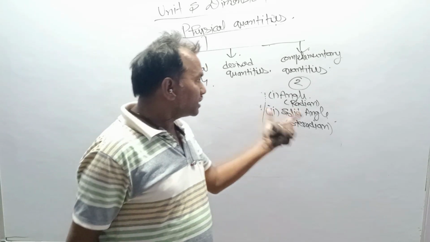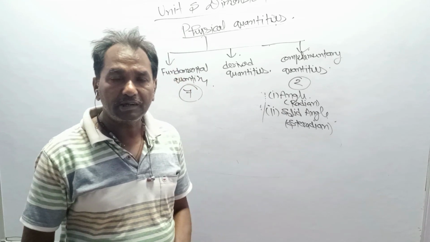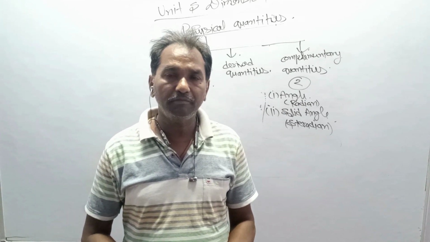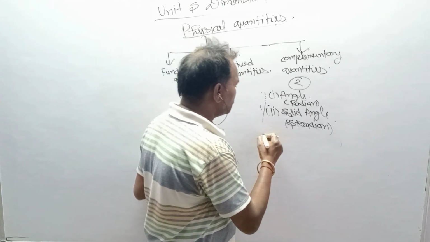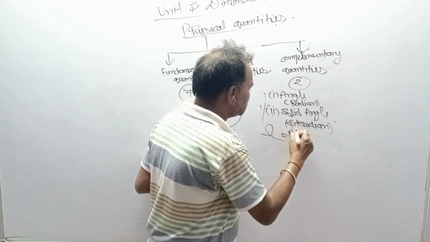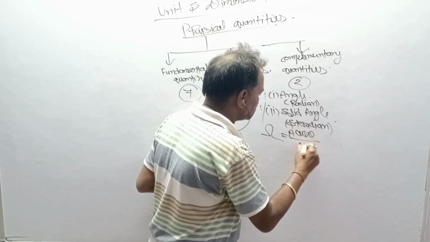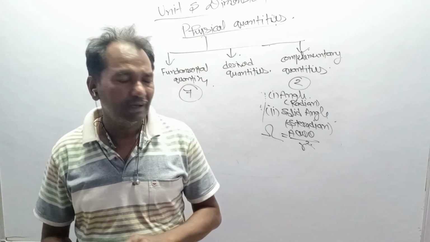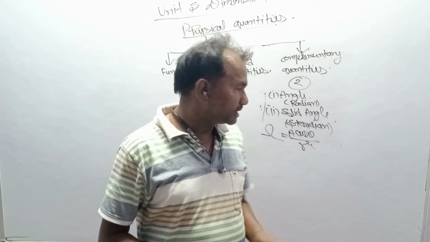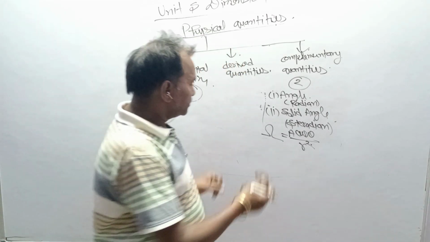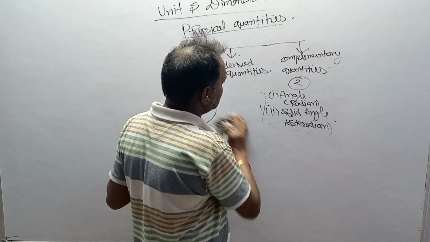So later on we will also discuss how the solid angle can be defined. If you want to know, omega equals A cos theta over r squared, where A is an area and r is a distance. But we will discuss that next.